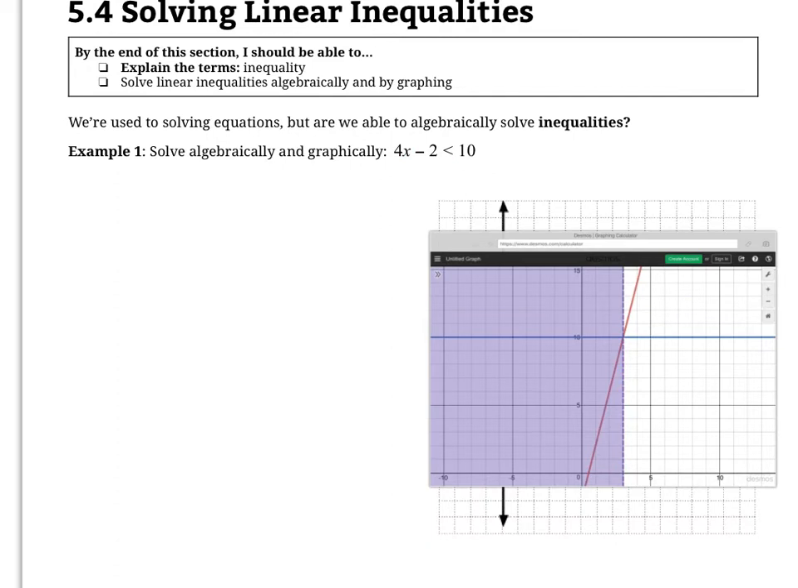So let's just rewrite the equation. Remember, we can treat this guy exactly like we would treat an equal sign. We can add to both sides, we can subtract from both sides, we can multiply and divide both sides, but we have to remember if we multiply or divide by a negative number, we've got to switch this sign. So we need to figure out for what values of x this is true. So just like in a regular equation, we've got to isolate x. The first thing we're going to do is get rid of that minus 2 by adding 2 on both sides, and we'll be left with 4x is less than 12, and then we've got to divide by 4.